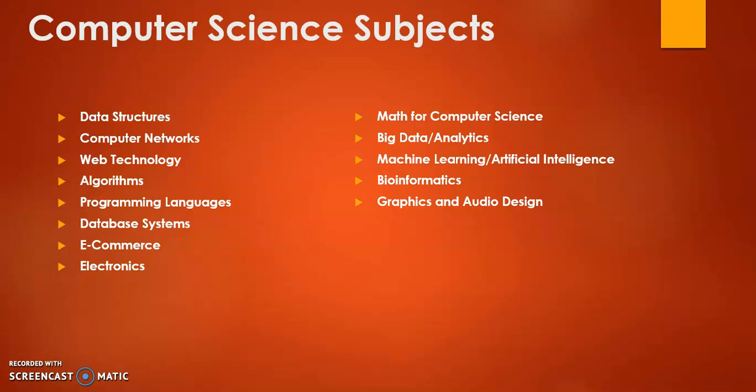Bioinformatics. Many branches of science are really heavy on computers to process the information that each experiment generates. That's where bioinformatics comes in. A specialist in bioinformatics creates programs and tools that scientists will use to understand biological data.